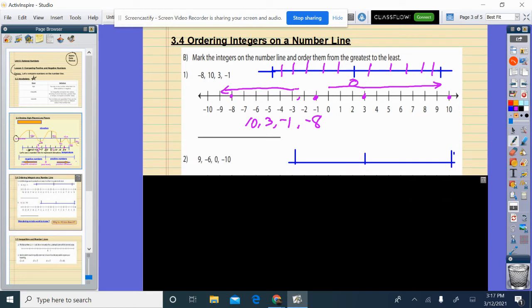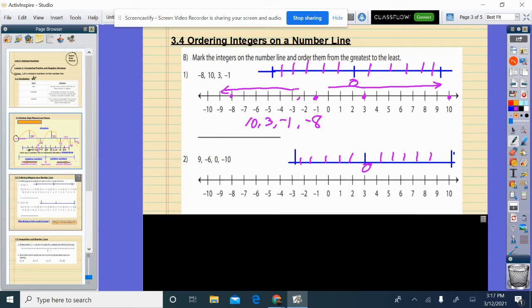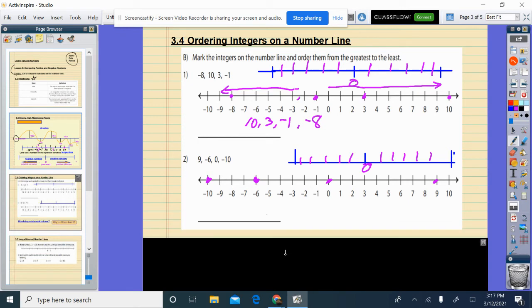Okay, here we have another one. Again, draw your own number line here. Get in the habit of doing these things. Get a ruler or a straight edge to help you. Now I'm going to plot these points on a number line: 9, -6, 0, -10. Again, greatest to least.